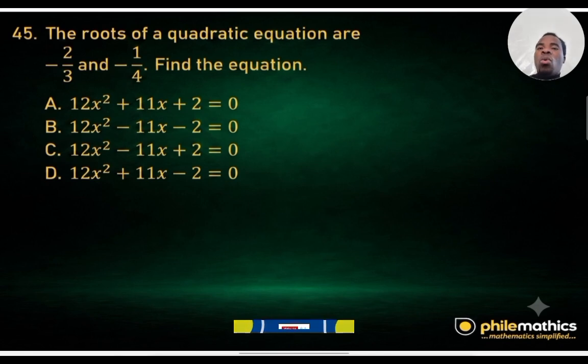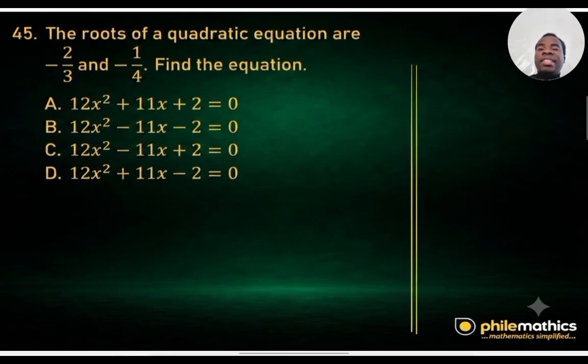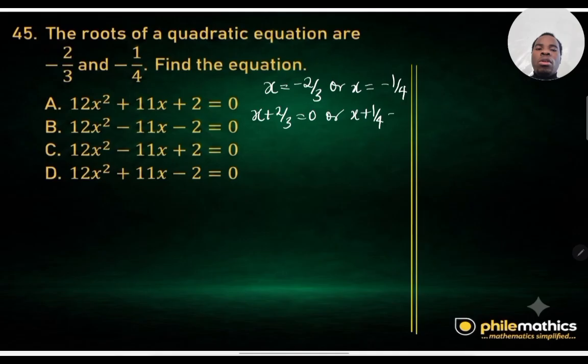It says the roots of a quadratic equation are -2/3 and -1/4. Find the equation. I will solve this using two methods. The first method is like a reverse engineering of how you solve a quadratic equation using the factorization method, whereby you say x is -2/3 or x is -1/4. You take each of them to the left hand side. You have x plus 2/3 equals 0 or x plus 1/4 equals 0, and then you multiply both of them.